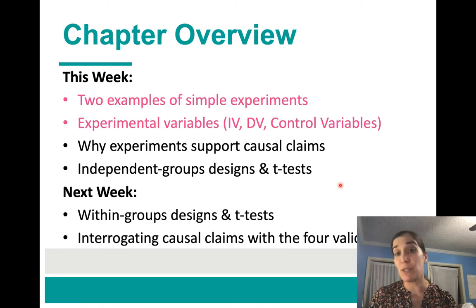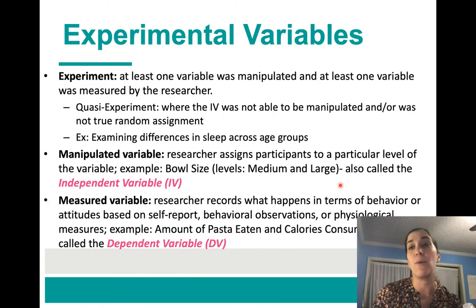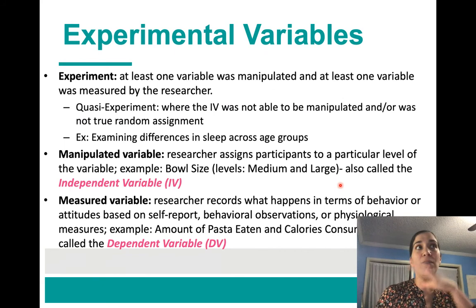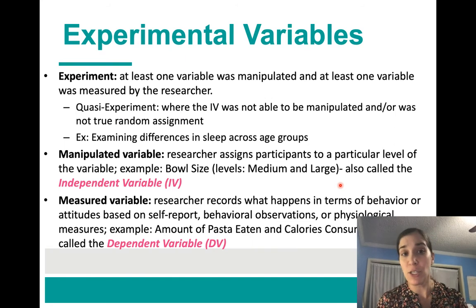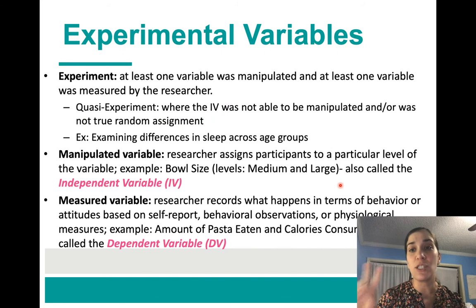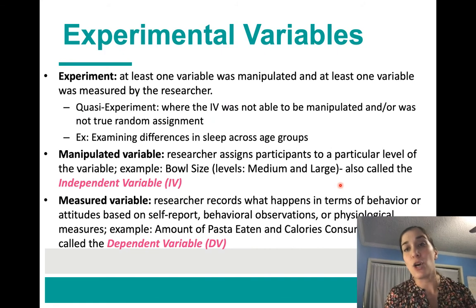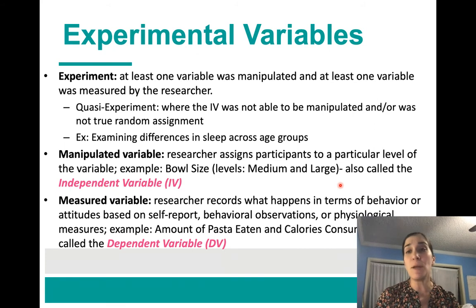All right. So experimental variables. We have independent variable, dependent variable, and then our control variables. An experiment is formally defined as a study where at least one variable is manipulated and one variable is measured. If you remember a correlation or an association claim, you have 2 measured variables. You're not actually manipulating anything. In an experiment, you have to have at least one variable that is manipulated, that you're separating people by into groups.